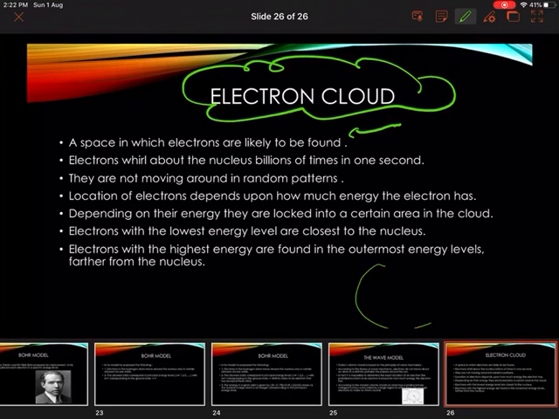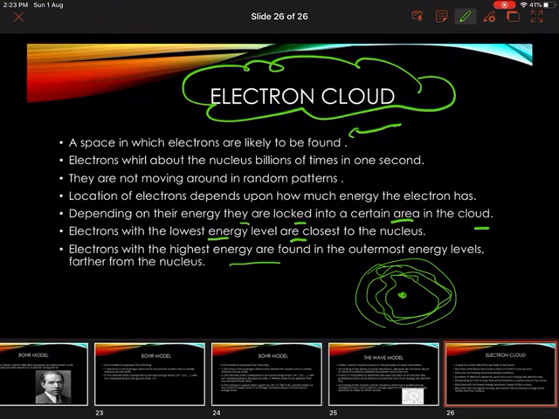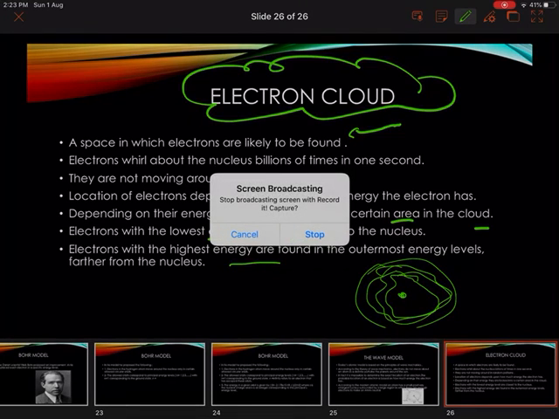So around the nucleus is the electron cloud, which, as we said, is hard to detect. Electrons whirl about the nucleus billions of times in one second. They are not moving around in a random pattern. The location of electrons depends upon how much energy the electron has, so depending on their energy, they move up to higher energy levels. They are locked into a certain area in the cloud, because we have different energy levels. Electrons with the lowest energy are closest to the nucleus, and electrons with the highest energy are found in the outermost energy levels, further away from the nucleus.